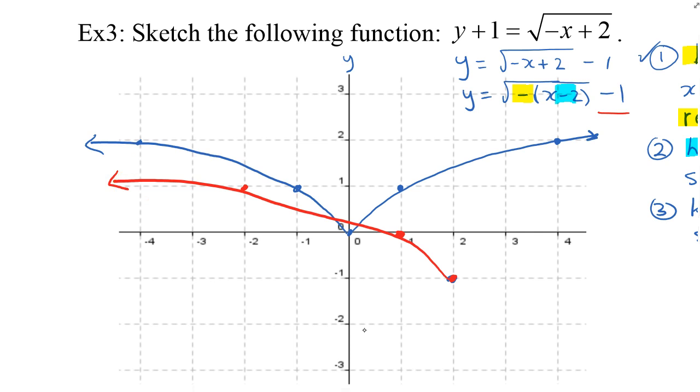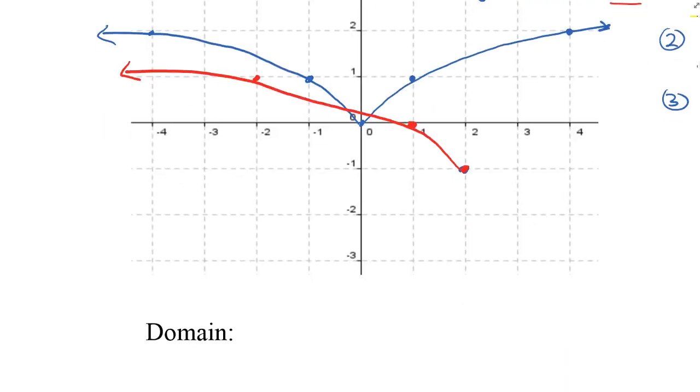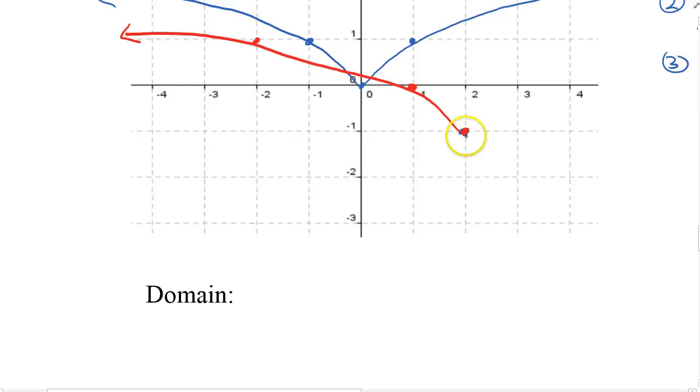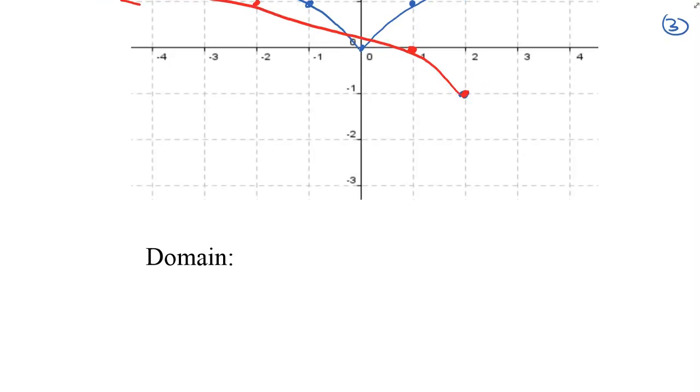So looking at just the red one now for the domain, looking at the graph, I could say x has to be less than or equal to +2. So if I put my fancy parentheses, my curly braces, x such that x is less than or equal to 2, where x is a member of all real values.